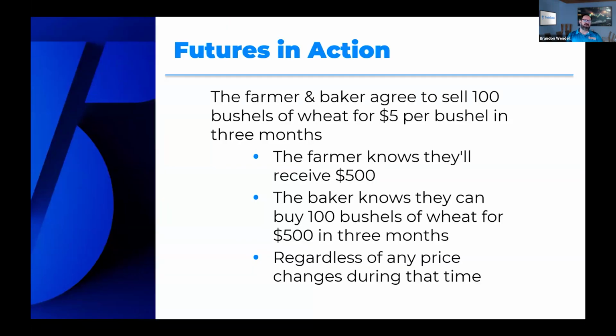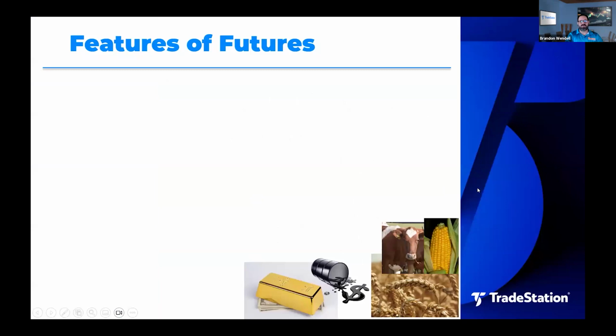So in this case, again, if for some reason the exchange happened to match them up, the farmer and the baker agree to sell 100 bushels of wheat for $5 a bushel in 3 months. Well, at $5 per bushel, 100 bushels, the farmer's going to receive $500. And the baker knows that they can buy the wheat at a specific price no matter what happens. Prices go up or down, it doesn't matter. So yeah, that's kind of neat. You can lock in your price ahead of time.